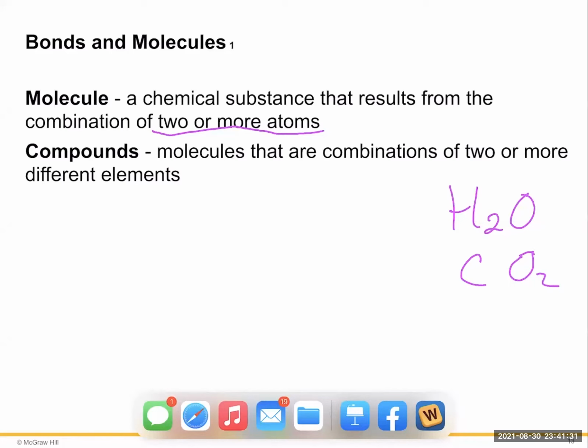So a molecule is two or more atoms. A compound is two or more elements. A molecule could be oxygen, O2. That's not a compound, it's the same element. Cl2, chlorine gas, those are two of the same atoms. When they're different atoms, they form compounds.